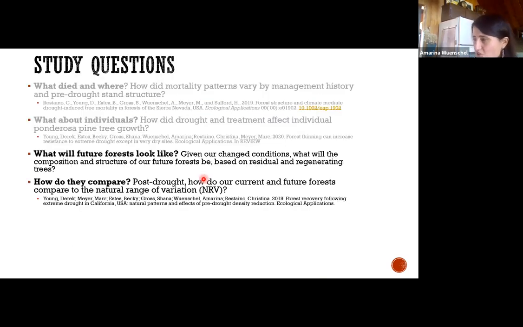So for this part of the presentation, I'm going to focus on the last two questions here. What will our future forests look like given what happened? We're sort of speculating that based on what's regenerating, so the seedlings and saplings. And how does that compare to the natural range of variation? The natural range of variation is just a tool that we use, a range of conditions that characterizes basically historical stand structure, usually. Like I was talking about earlier, the range of conditions we think that the forest would have existed in prior to Euro-American settlement.